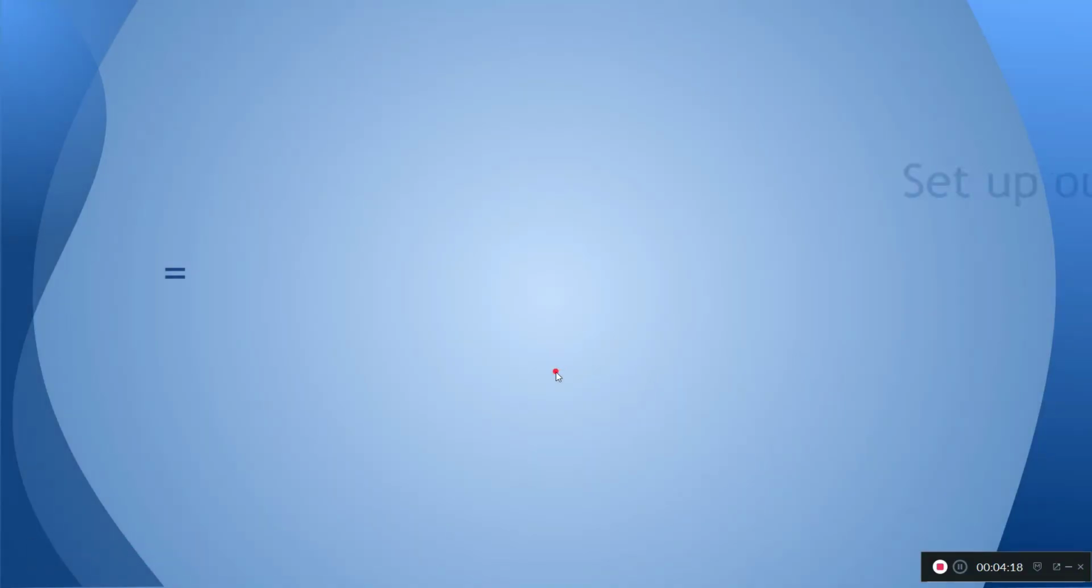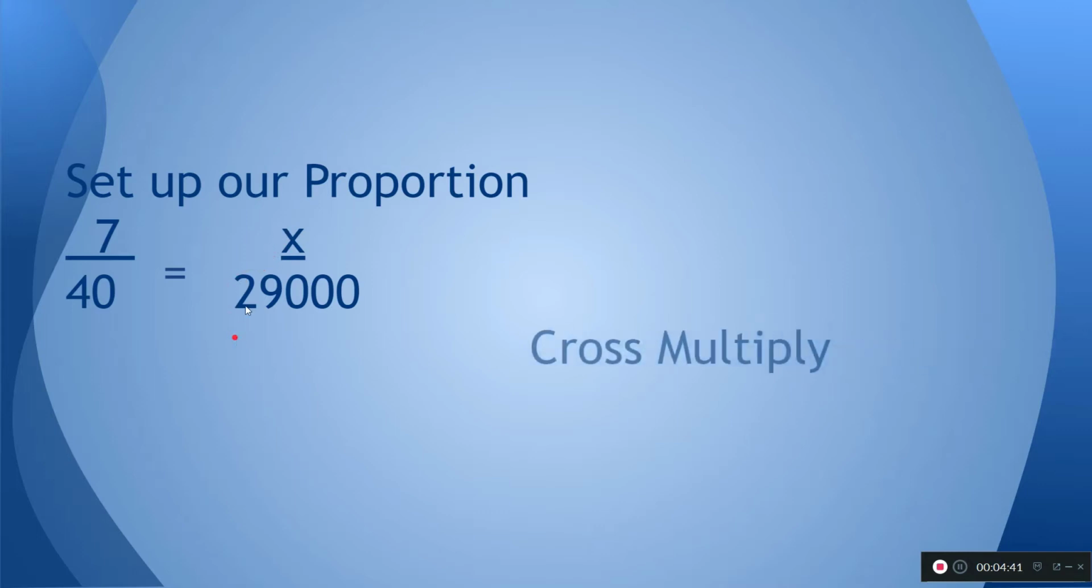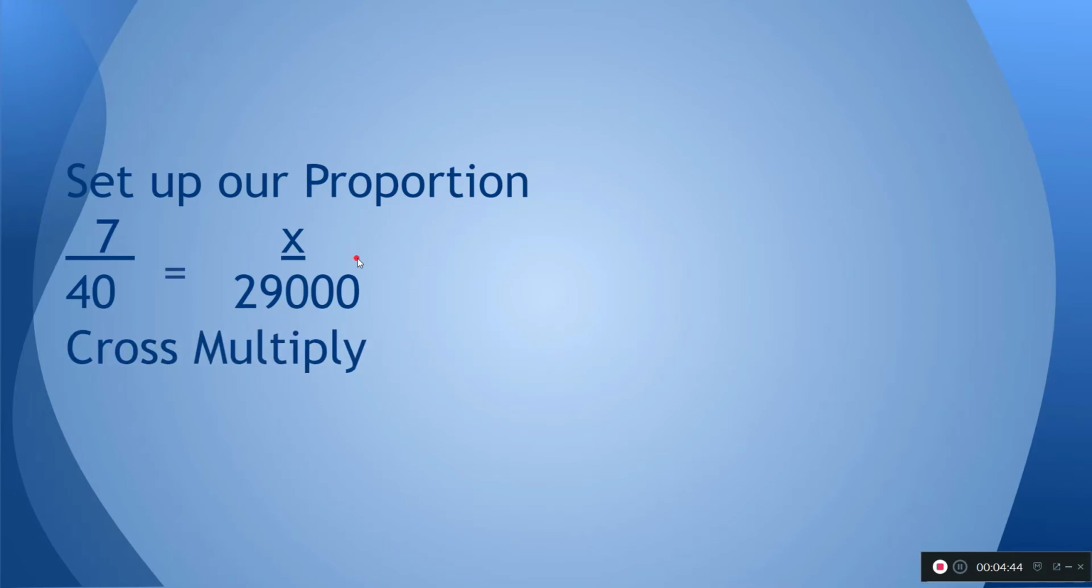Okay, so let's set up our proportion. We have 7 over 40, that's how many don't have a kit, equals, and we're using our 29,000 total here, and we're trying to solve for x. X is the one we're looking for, so that just remains as the variable over there. Then we're going to cross multiply. Notice that we've been doing this a lot. I hope that you guys are getting lots of practice in cross multiplication.